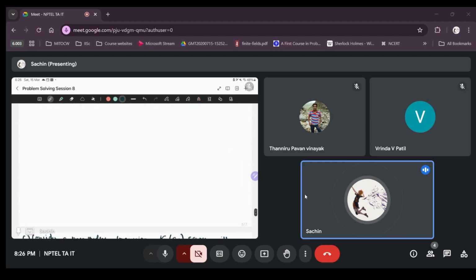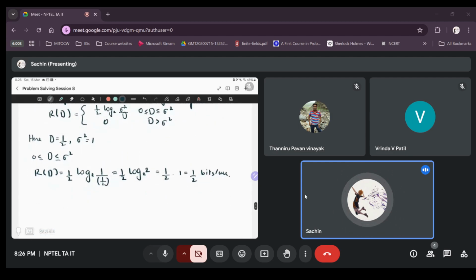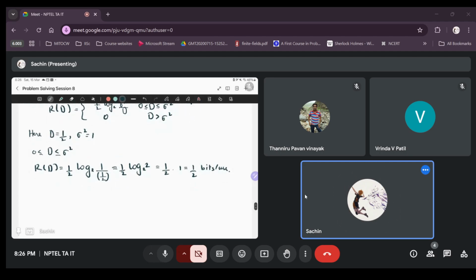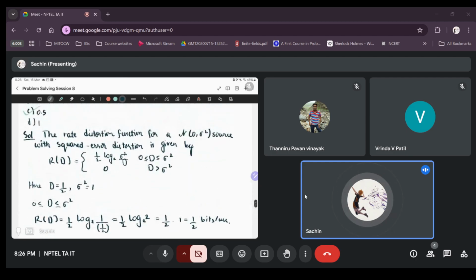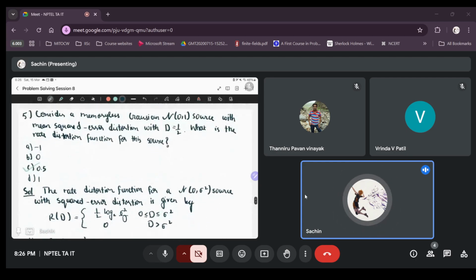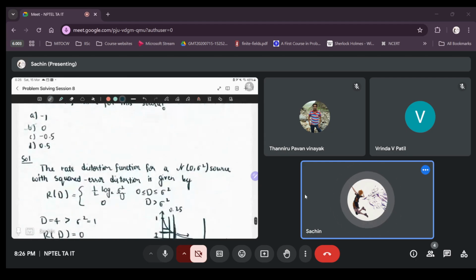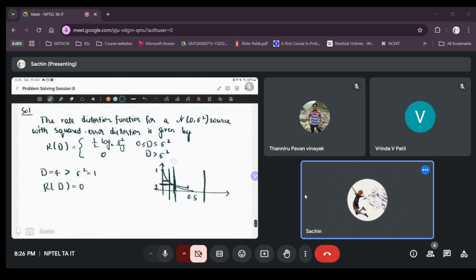Now, in the previous question, what happened was D was less than sigma square. So this is not the Bernoulli source. This is the Gaussian source. But even for the Gaussian source, the function is something like this, except that instead of 0.5, this is sigma square. So for D greater than sigma square, the minimum rate is 0. So it will be something like this.